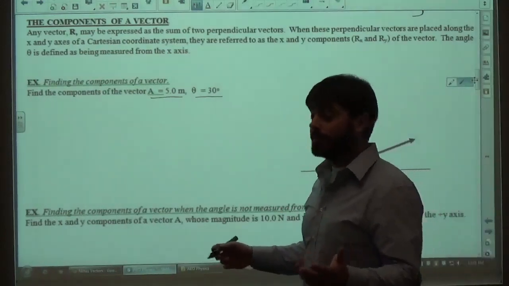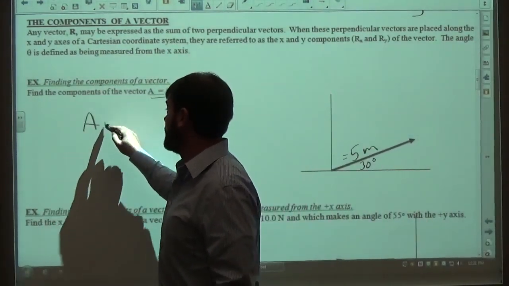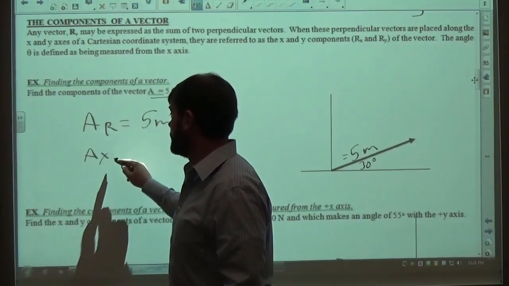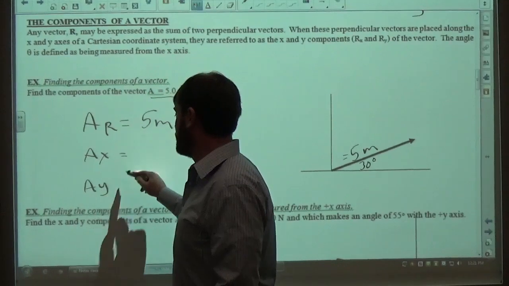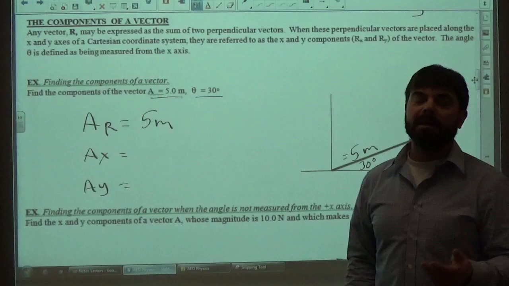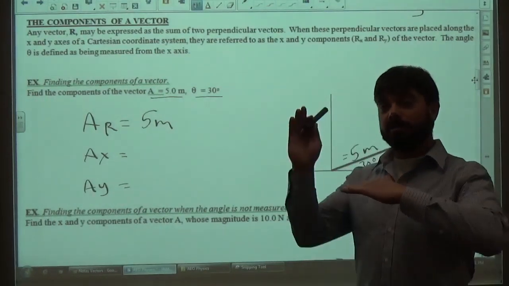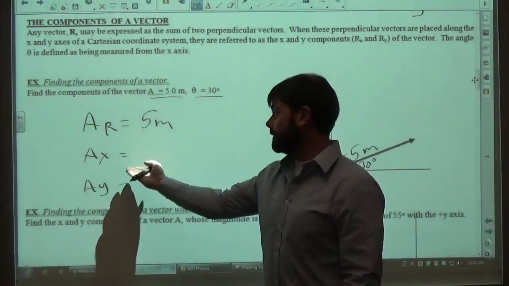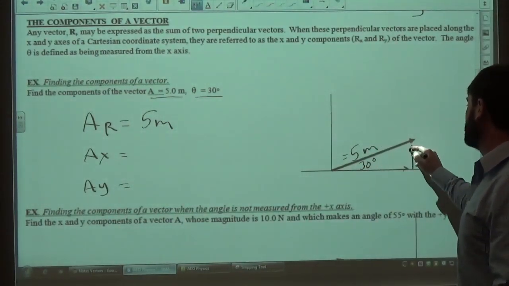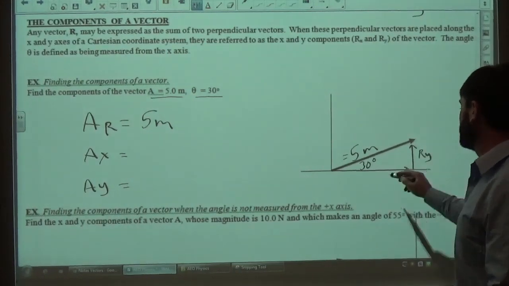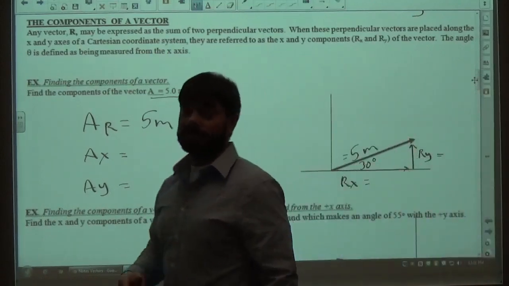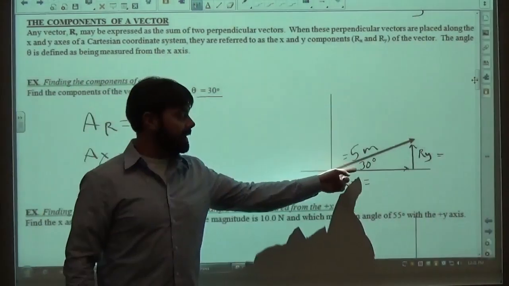So summing some of these up, you'll find that we have vector A as a resultant we know is equal to 5, but we're also going to have components of A, which we'll call A of x and A of y. Now, if they were generically labeled, we could call the resultant vector R, with R of x and R of y. Either way, we're just trying to find the horizontal and the vertical component. So we don't know what these are right now, but we're going to be able to figure them out. So I'm going to draw this and this, so I'm going to have my R of y here and my R of x here.